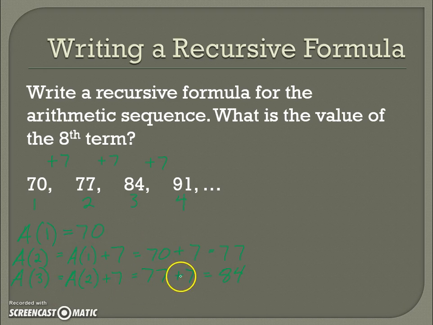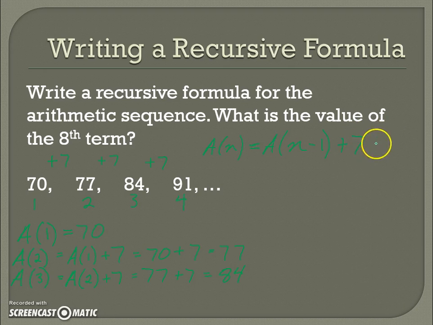So the recursive formula is going to be A of n equals A of the preceding term. So notice here, to find A of 2, I needed A of 1. To find A of 3, I needed A of 2. To find A of 4, I need A of 3. So I'm going to say it's n minus 1, where n is the number of terms, the term that came before it. That's what that means. Plus my common difference, which in this case is 7.